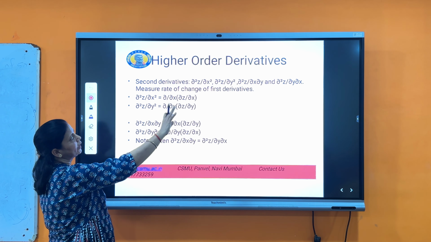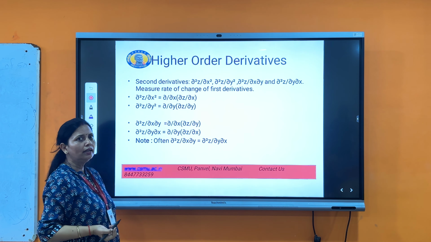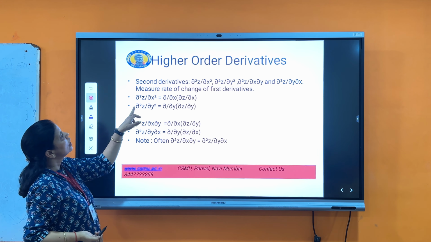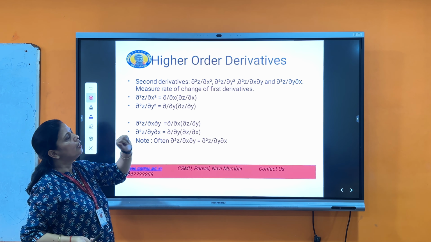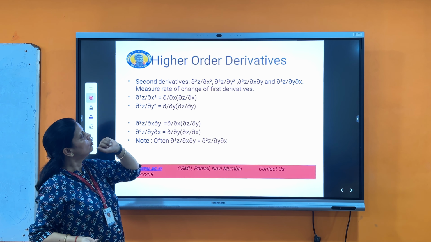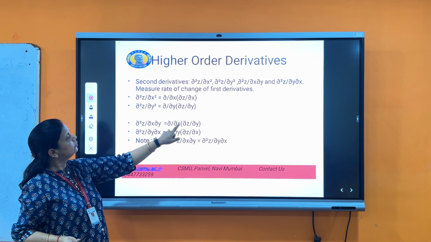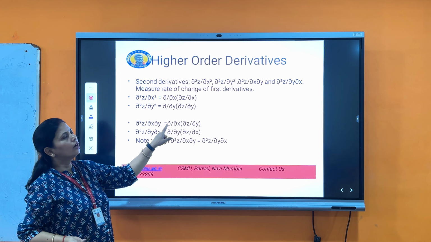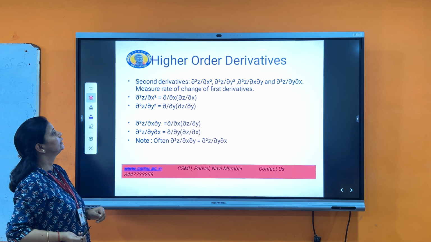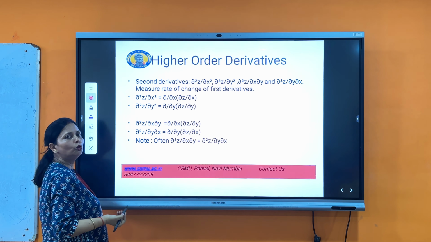To find these derivatives, what is the procedure? ∂²z/∂x² we find by differentiating ∂z/∂x again with respect to x. ∂²z/∂y² we find by differentiating ∂z/∂y again with respect to y. To find ∂²z/∂x∂y, we differentiate ∂z/∂y again with respect to x. And last one, to find ∂²z/∂y∂x, we differentiate ∂z/∂x again with respect to y.